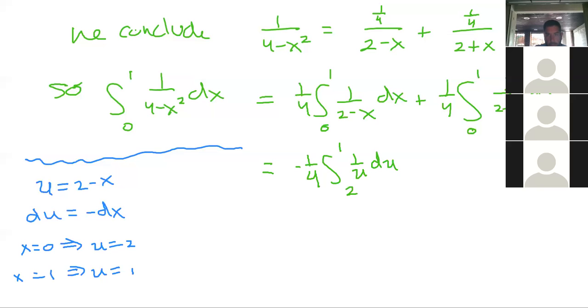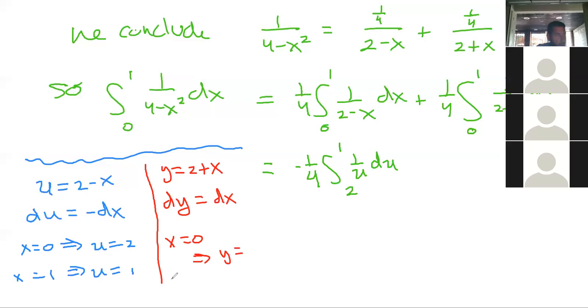And then for the other integral, I'm going to make a substitution as well. I'm going to set y equal to 2 plus x. And so dy is just dx. And when x is equal to 0, that implies y is equal to 2. And when x is equal to 1, that implies y is equal to 3. So that means this second integral is plus 1/4 the integral from 2 to 3 of 1/y dy.